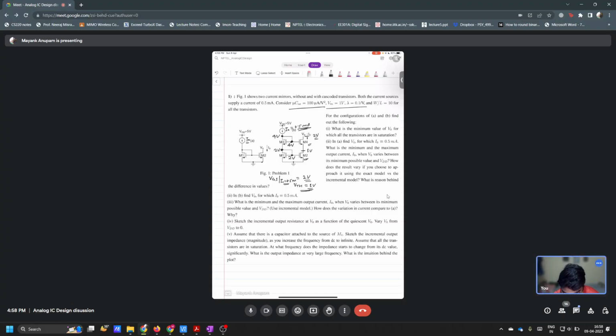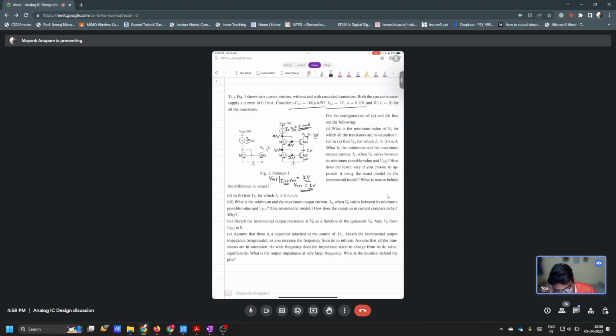Is V naught equal to 2 volt? Yes, the gate source is 3 volt, right? So 3 minus 1 is 1 threshold below. This should be 3 volt, right? Yes, sir. Gate should be 1 threshold below it. Or sorry, gate should be 1 threshold above the drain voltage, right?